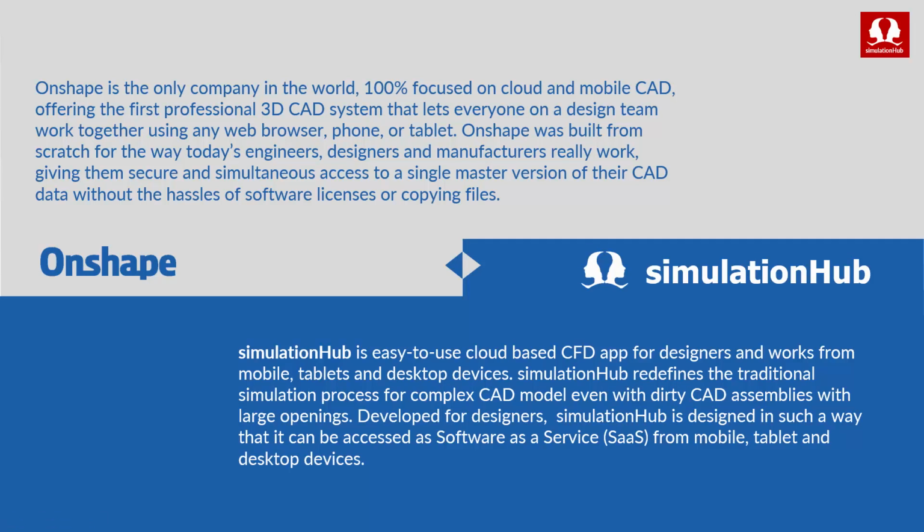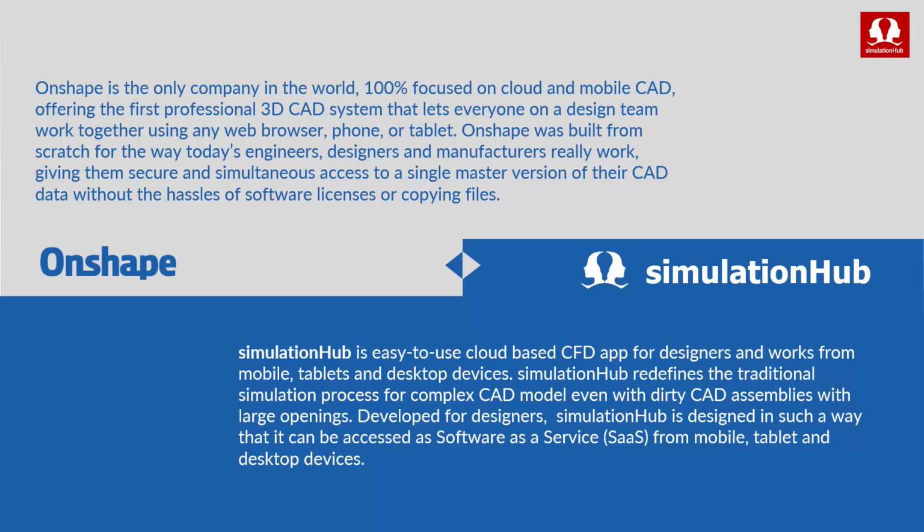Onshape is the only company in the world 100% focused on cloud and mobile CAD, offering the first professional 3D CAD system that lets everyone on a design team work together using any web browser, phone or tablet. So it's a powerful system so that the designer and the team can work together and convert their conceptual ideas into a 3D CAD model.